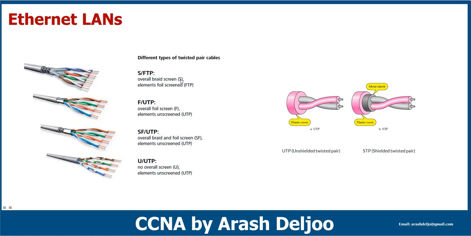Overall braid screen is the S, and then the element foil screen is the F. Then FUTP. FUTP means we have only the foil, not a shield. Look at here, we don't have a shield. And SFUTP, here you can see again we have shield and foil, but as you can see, this foil is around all of the links, not around each pair. Another type of protection. And here we have UUTP, or briefly UTP. We don't have any metal.